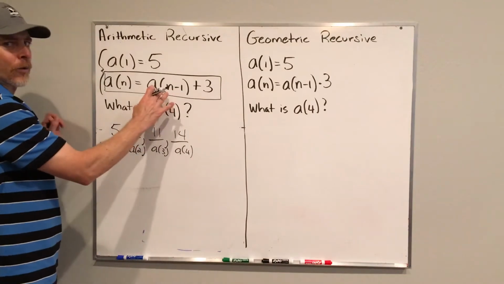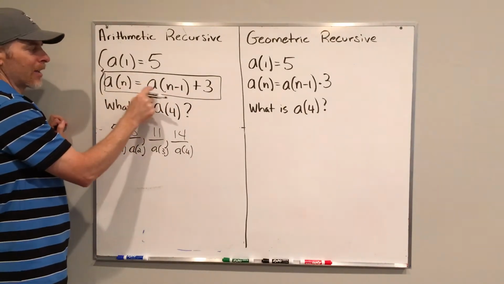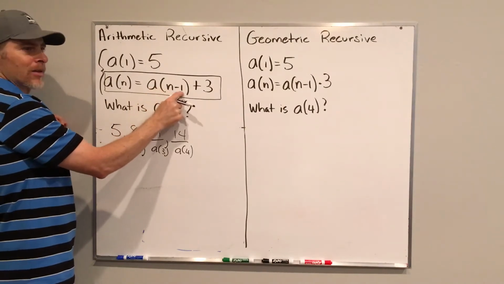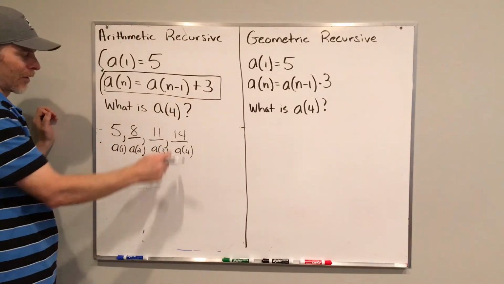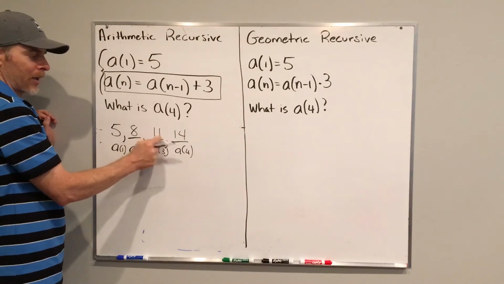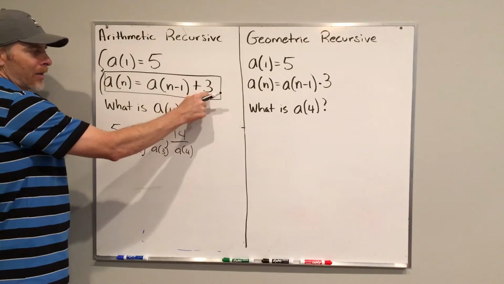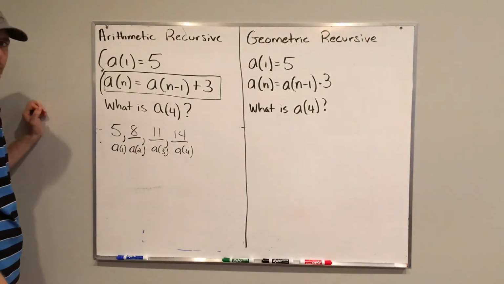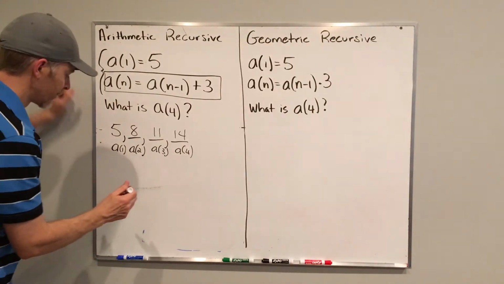All the recursive formula is saying is if you want any term, take the term right before it on the list, that's n minus 1, and add 3 to it. Right? You want to know what this term is? Take the one right before it. You want to know what a sub 4 is? Take a sub 3 and then add 3 to it, and you get 14. Okay, so the way that looks when we write it all out is going to look like this.